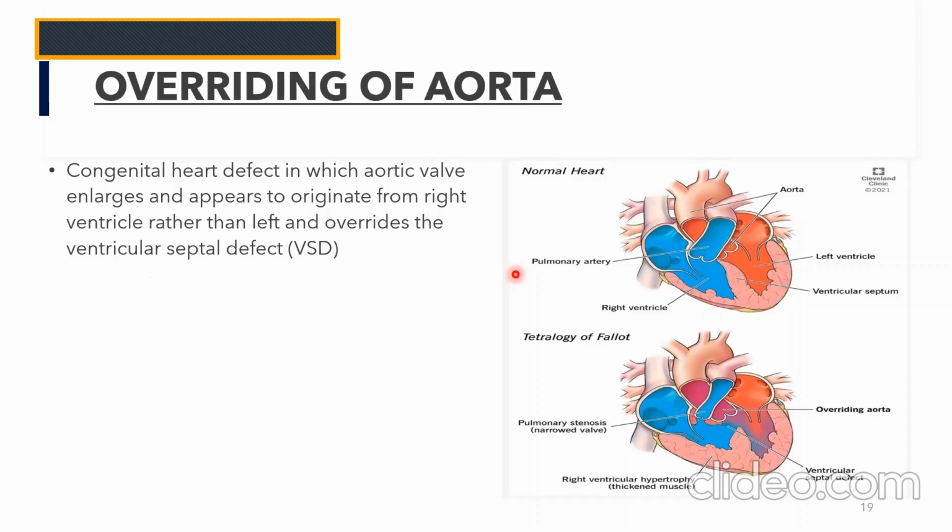Now, there are mainly two types of overriding. It may be either complete overriding, in which the aorta completely overlies the ventricular septal defect, or partial overriding, in which only a part of the aorta overrides the ventricular septal defect.